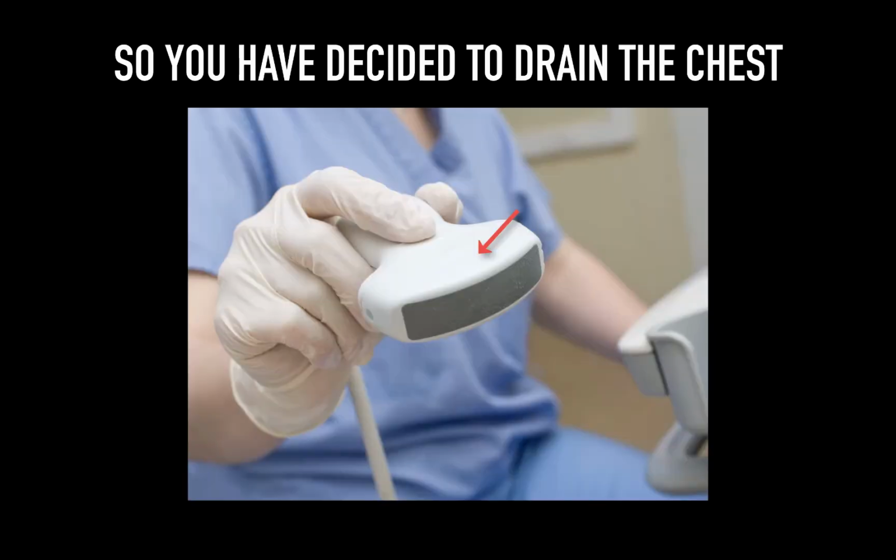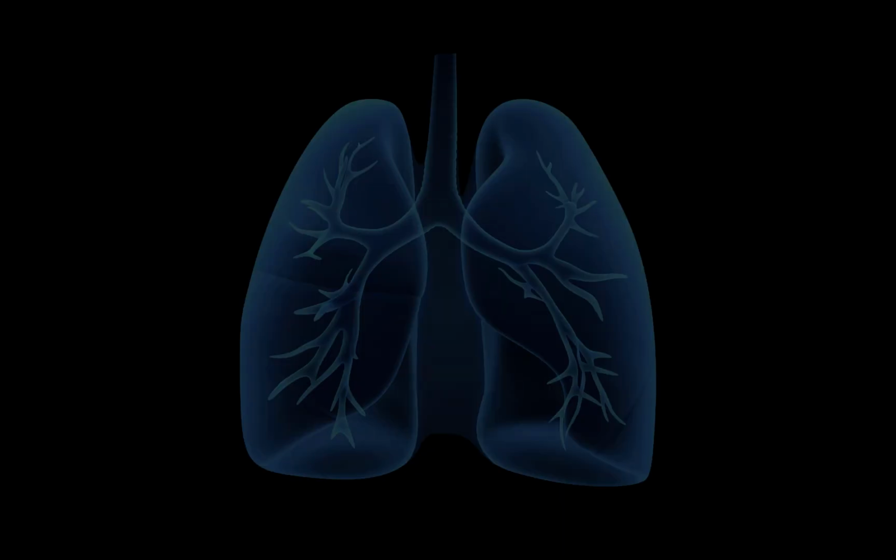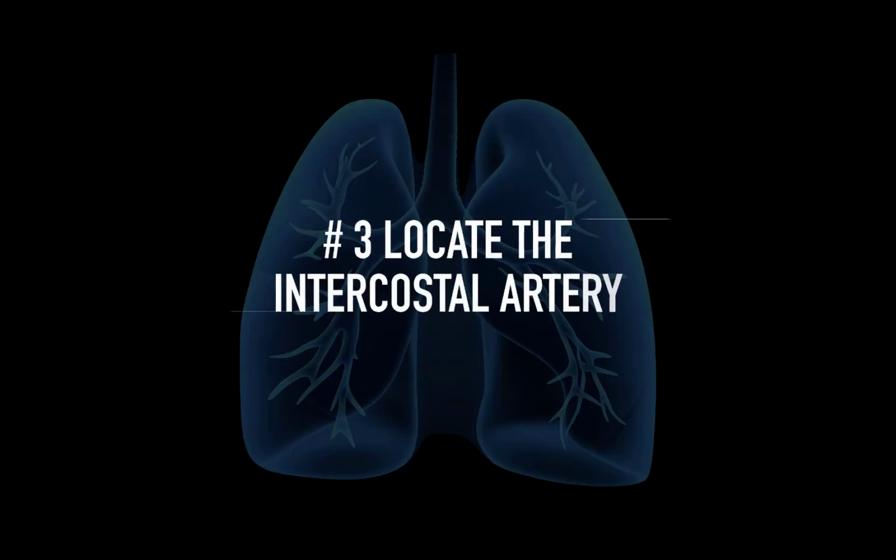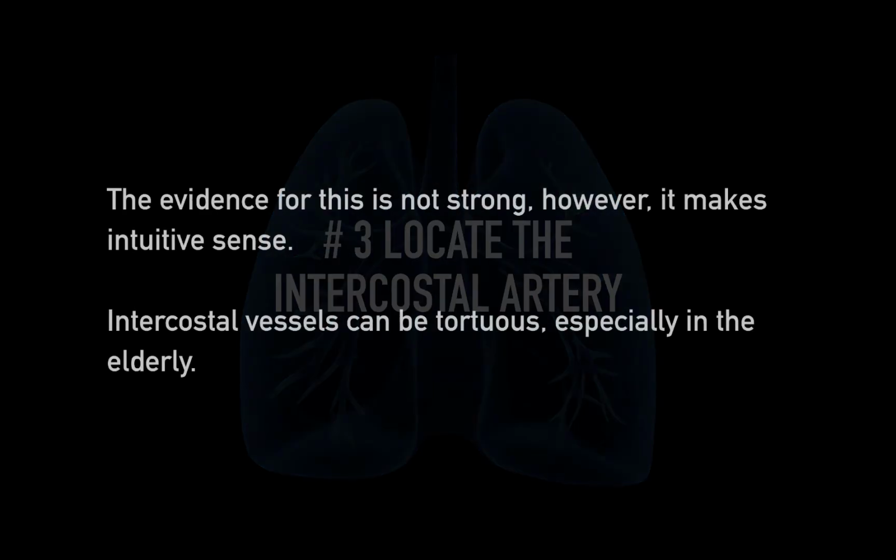So let's say you've decided to drain the thorax based on size or based on indication. Here are some extra tips to help you understand and try to mitigate risk. First of all, you should locate the intercostal artery. Now, I advise all my residents to make sure that they in fact aim for the rib and then go over to avoid hitting the neurovascular bundle. The evidence for this technique is not strong, but it does make intuitive sense.